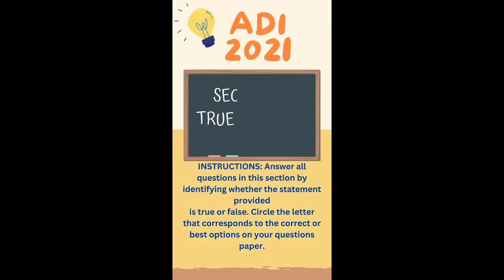Section B. This is part 2 of paper, and it consists of 25 true or false questions. Pay close attention to both positive and negative statements.